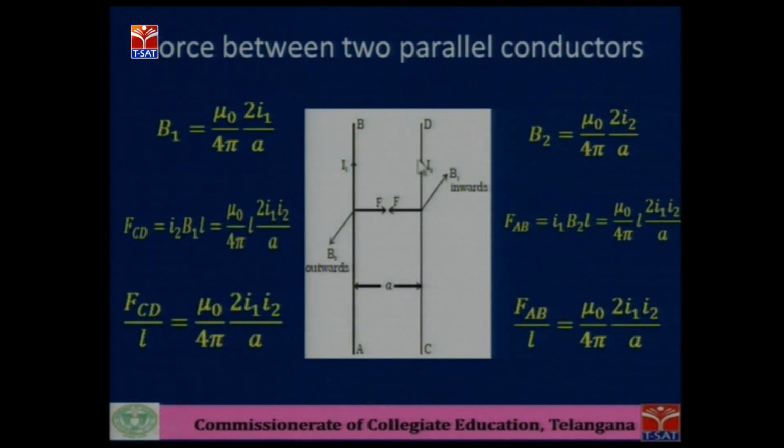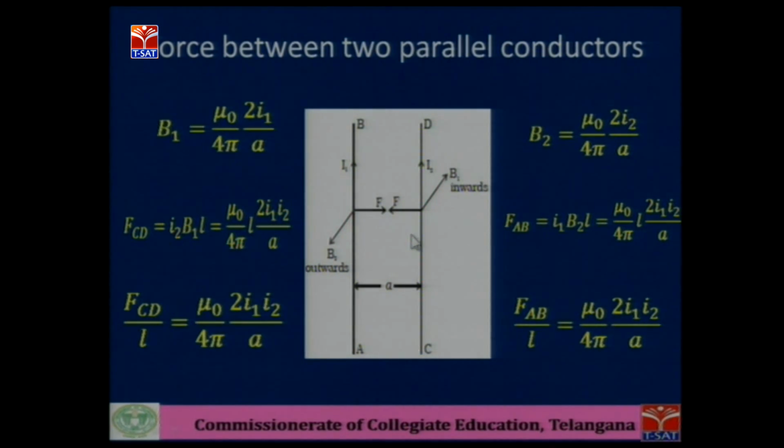The current passing in this is I2. It is placed in the magnetic field created by the first one, that is B1, and the length of the conductor is L. So I2 B1 L, if this is substituted, the result is mu naught by 4 pi into L into 2 I1 I2 by A. The force acting per unit length, F_CD by L, is mu naught by 4 pi into 2 I1 I2 by A. This is the force acting on this conductor. According to Fleming's left hand rule, it is acting towards the left.